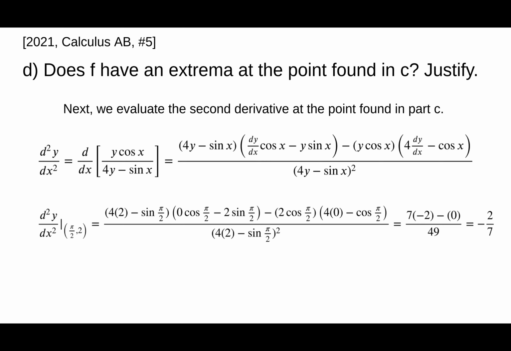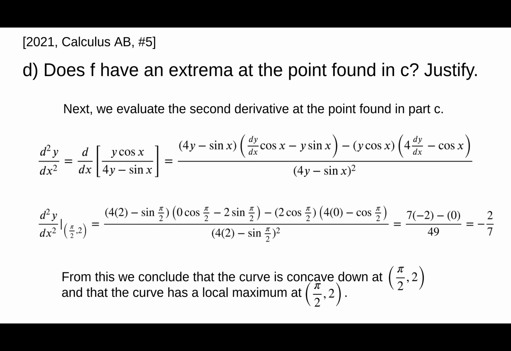The value there isn't as important as the sign. The sign is negative. From this, we can conclude that the curve is concave down at pi halves comma 2, and therefore we would have a maximum at the point pi halves comma 2. So yes, the curve does in fact have an extrema there. Using the second derivative test, we can determine that it is a local maximum.